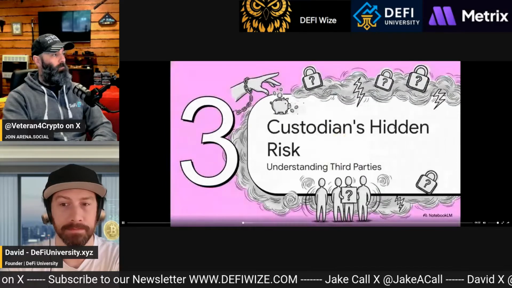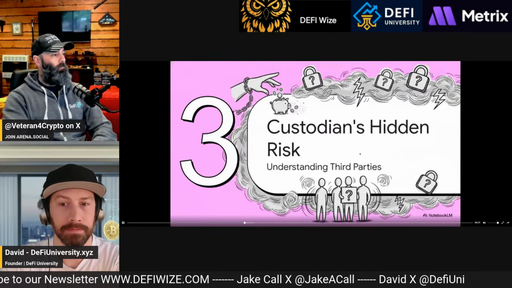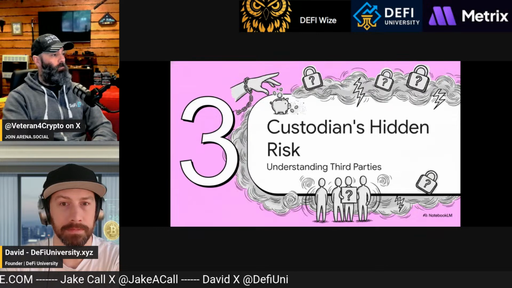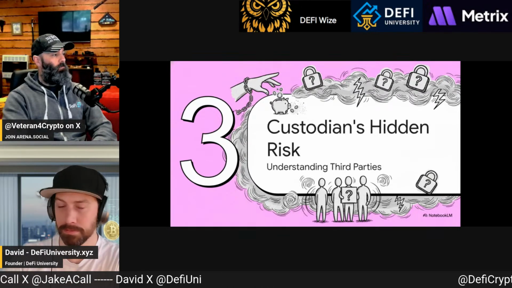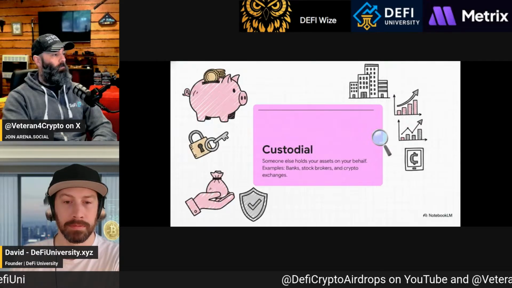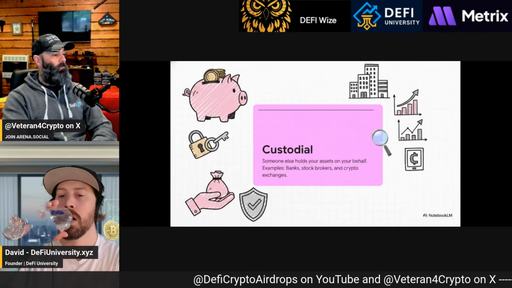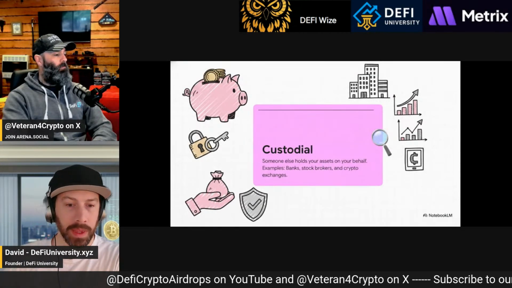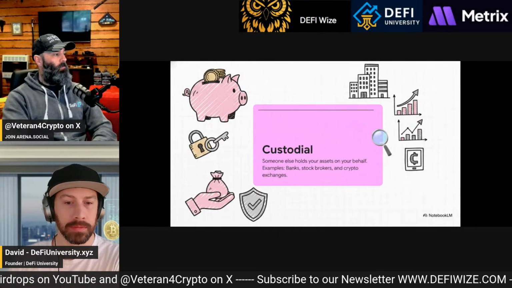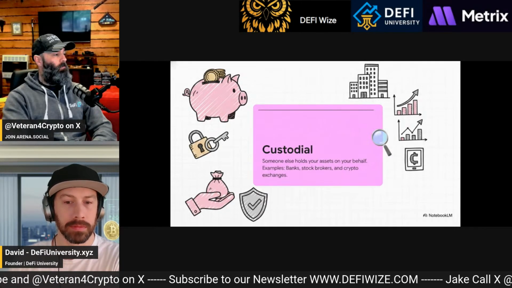So, okay, what actually happens when you trust a third party, what we call a custodian, with your assets? Well, it introduces a whole new set of risks you might not have even thought about. Yeah, the official term for this is custodial. It sounds fancy, but all it means is that someone else is holding your stuff for you. We're totally used to this, right? Banks do it, stockbrokers do it, and in the crypto world, the exchanges are the custodians.